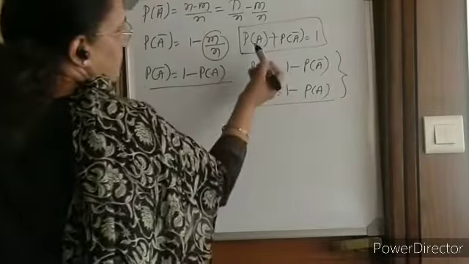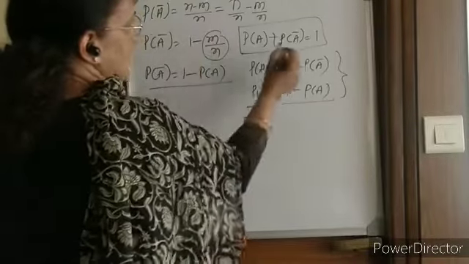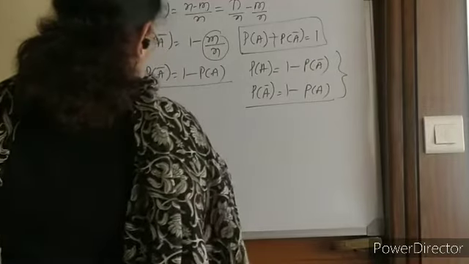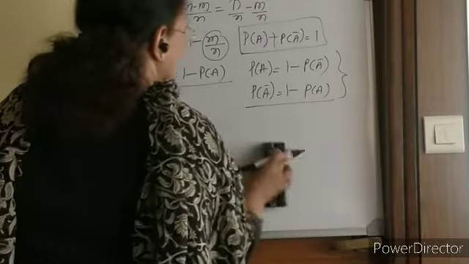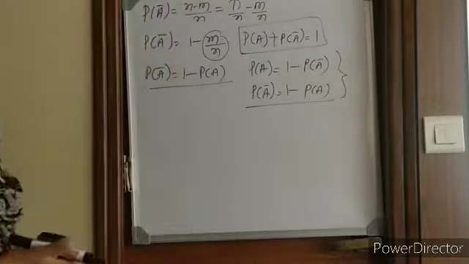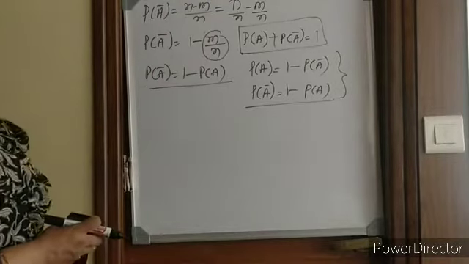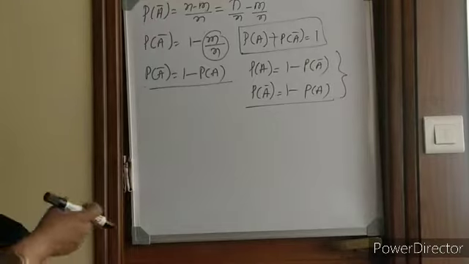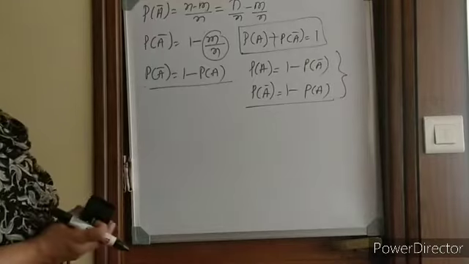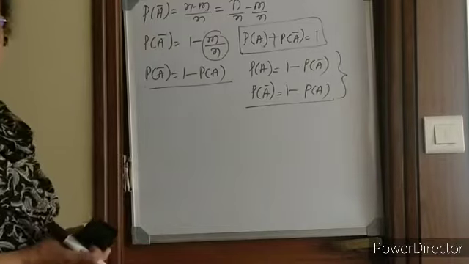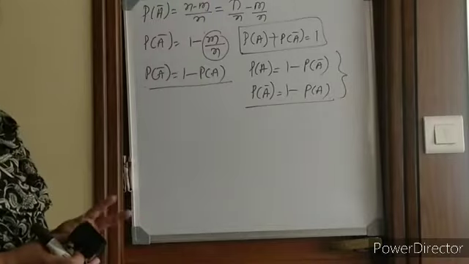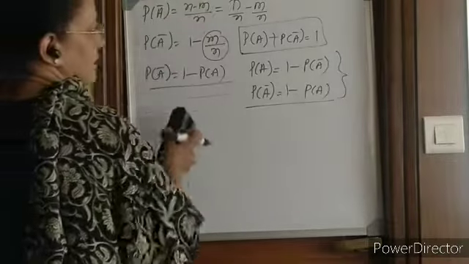So you can always remember: the probability of an event plus the probability of its complementary event should always be equal to 1. Now this is the general proof you have. Other than this, yesterday, in the last session, I told you two more definitions are there. So I will define those two now.